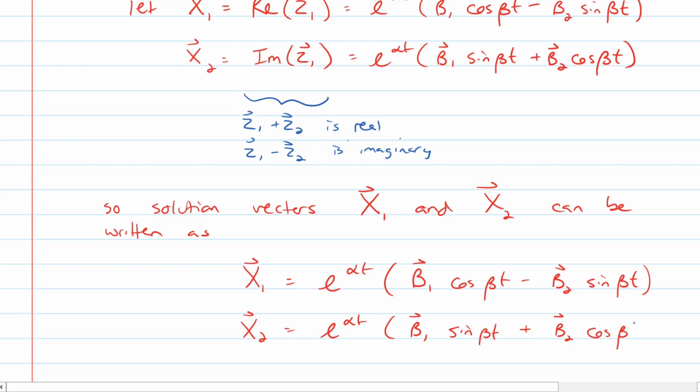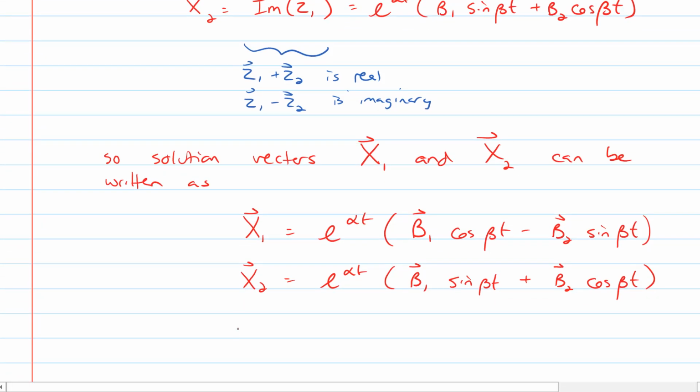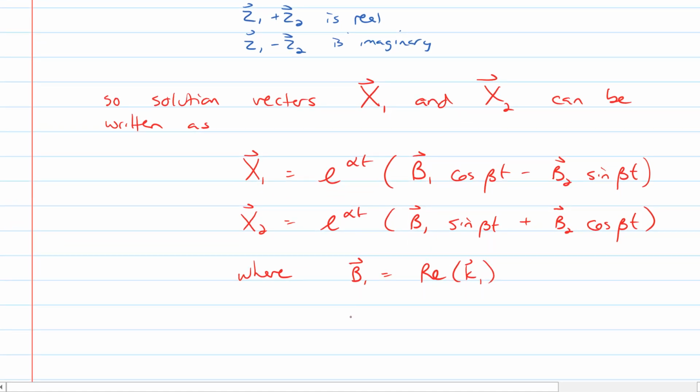And this is very reminiscent of looking at the second order solutions for complex roots. We had e to the alpha x onto c1 cos beta x plus c2 sine beta x. This looks very, very familiar. And where B1 is the real part of k1 and B2 is the imaginary part of k1.